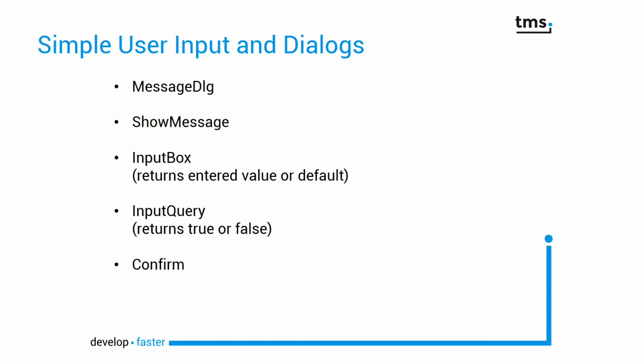The difference between input box and input query is that input box returns the entered value or the default value, and input query returns true or false. You pass the default value by value into the function call. The biggest difficulty with other web frameworks is that as soon as you show your dialog or wait for user input, your application has to proceed and use these values. TMS Web makes this very easy.